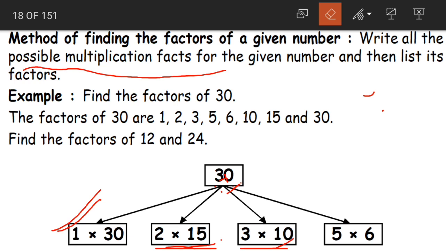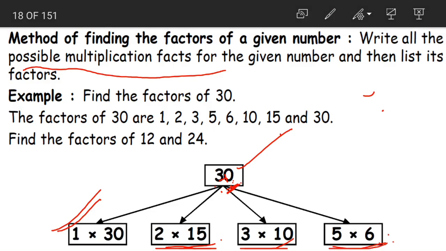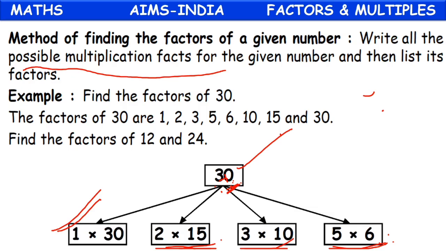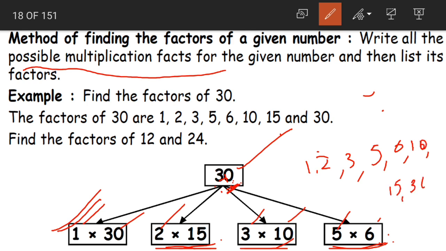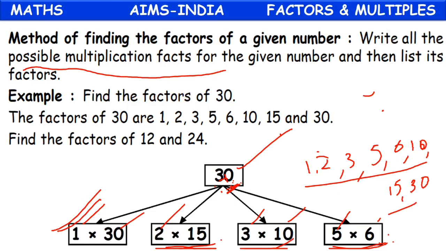Now coming to the 5 table. It has 0 in the ones place, so yes, it is divisible by 5. 5 6s are 30. So only these are the multiplications in which 30 comes. So what should you do? List out all the factors in ascending order: 1, then 2, then 3, then 5, then 6, then 10, 15 and 30. All these become our factors of the number 30 children.